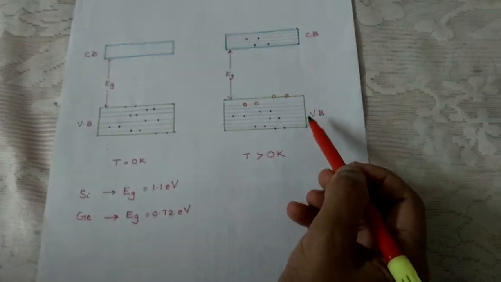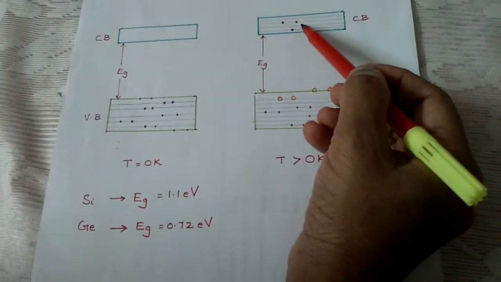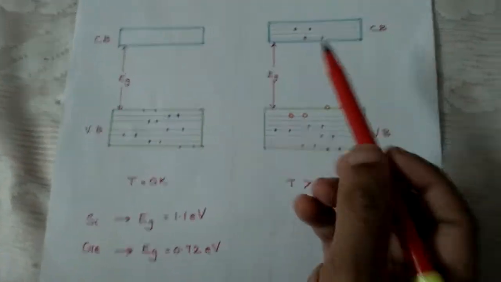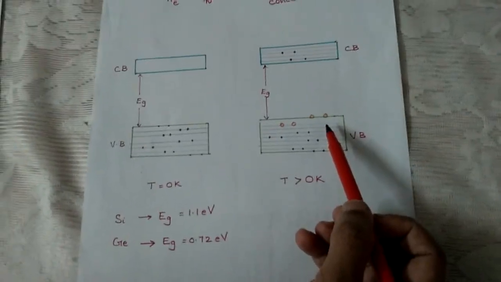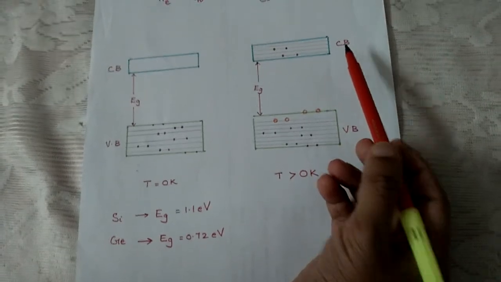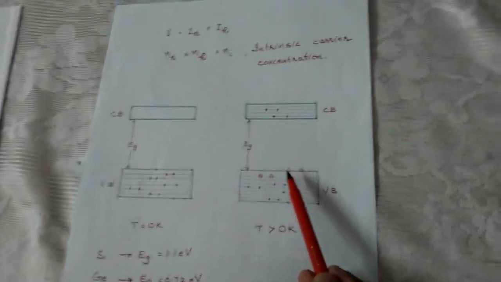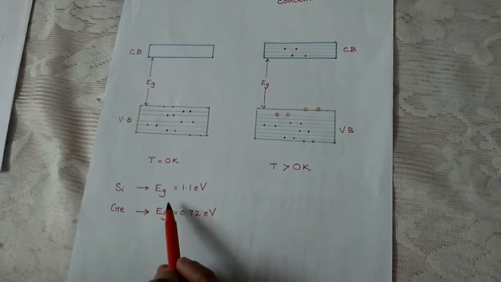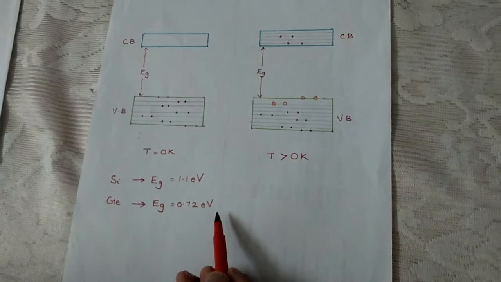But at high temperature, the bonds may break, so the electrons get excited to the conduction band and holes are generated in the valence band, but the number of electrons in the conduction band is equal to the number of holes in the valence band. So now these electrons are available for conduction as well as holes. So the conductivity increases with the temperature. This energy gap value for silicon is 1.1 electron volt and for germanium it is 0.72 electron volt.